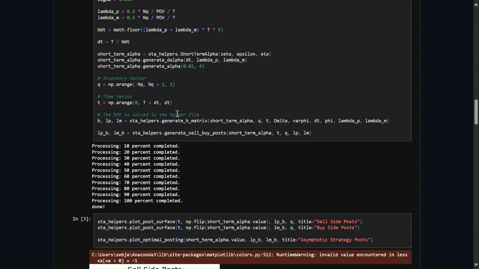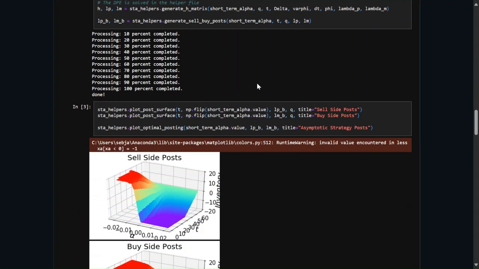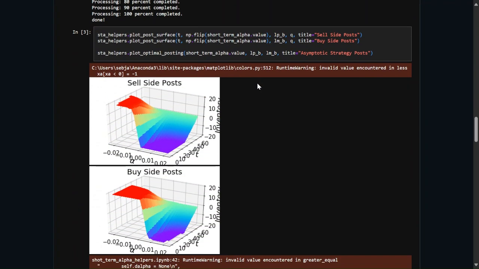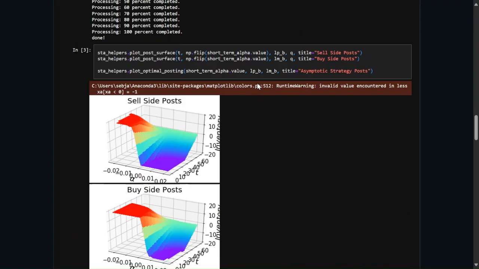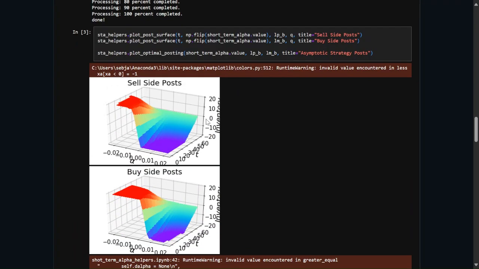This is all done in Python, but I'm going to tell you what the issue is with how they've done it here. When we solve this, it gives us an optimal surface. So where we are in this three-dimensional space: 0 to 60 seconds, inventory plus 20 to minus 20, and here's my short-term alpha, which is my trend. This is for the sell side and the buy side.